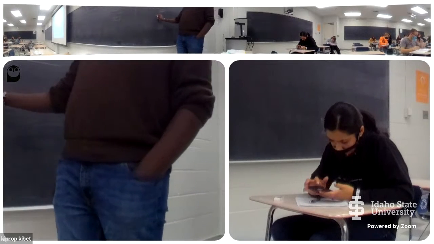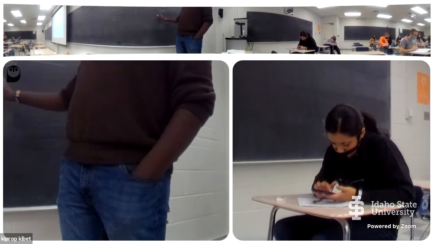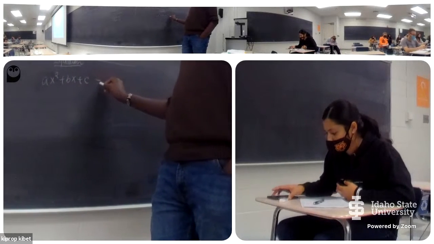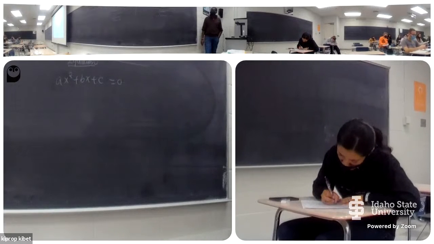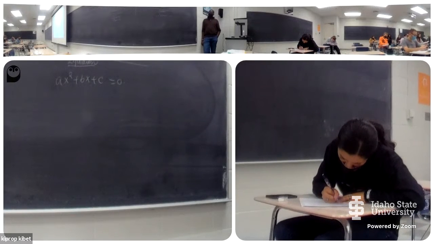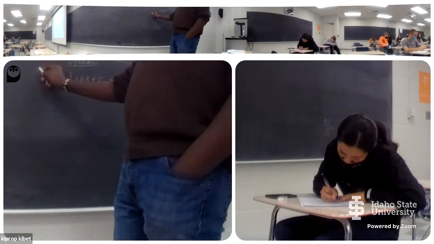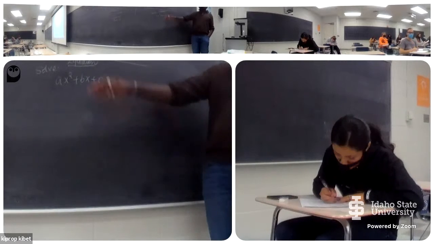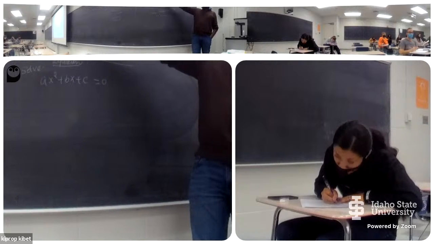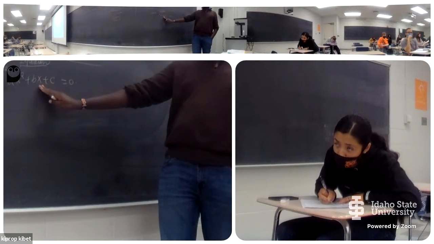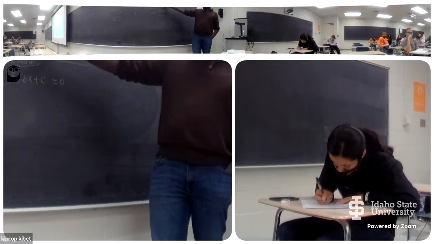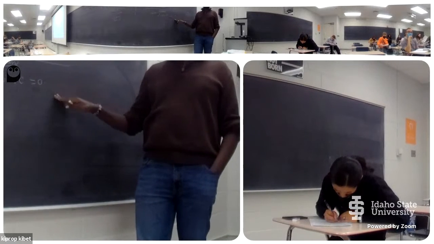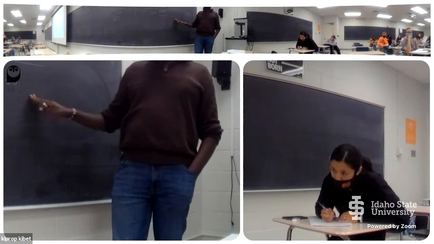Now, if it is this, let's say ax squared plus bx plus c equals 0. If you're told to solve this, what you do first is factorize completely. Once you factorize completely using these steps, then the values that you get there, you equate to 0.